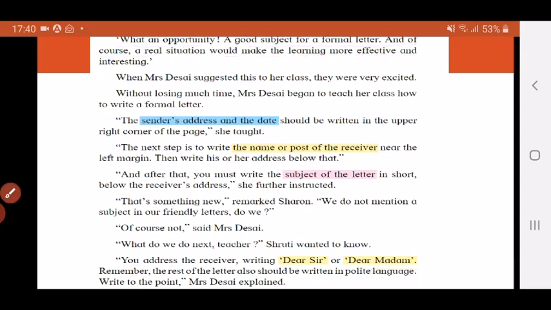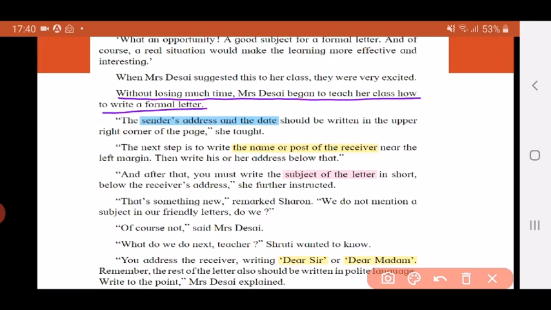When Mrs. Desai suggested this to her class, they were very excited. Excited means very eager and happy to do the job. They were so happy that they are going to write a letter to their principal. Without losing much time, Mrs. Desai began to teach her class how to write a formal letter.